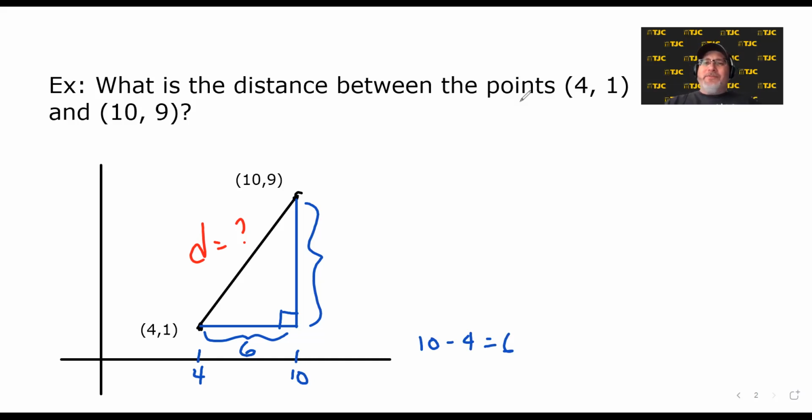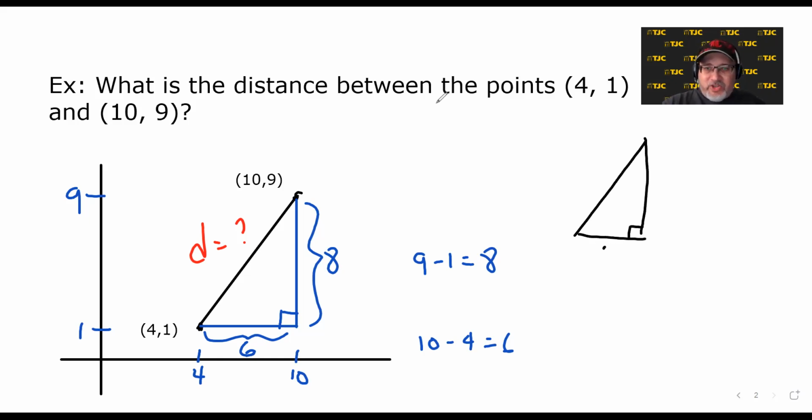But what about the vertical displacement? How far up would we go? Well, if you use the same reasoning, at the bottom, we're up 1, and at the top, we're up 9. So how would we figure out how far up we go? Well, we would just do 9 minus 1, which is 8. And if we did that, now we have this triangle. This triangle will look something like this.